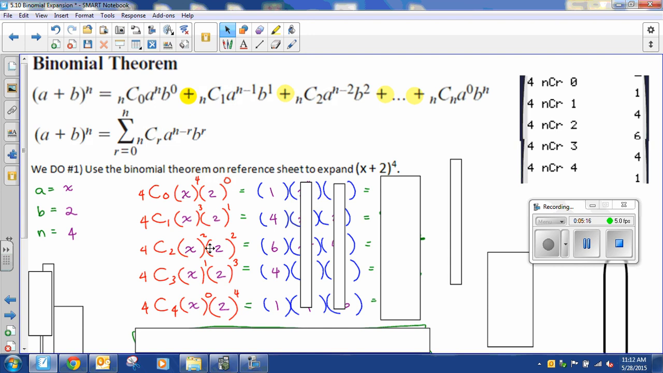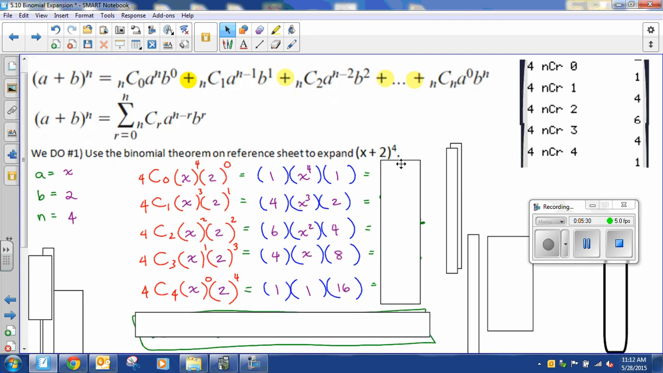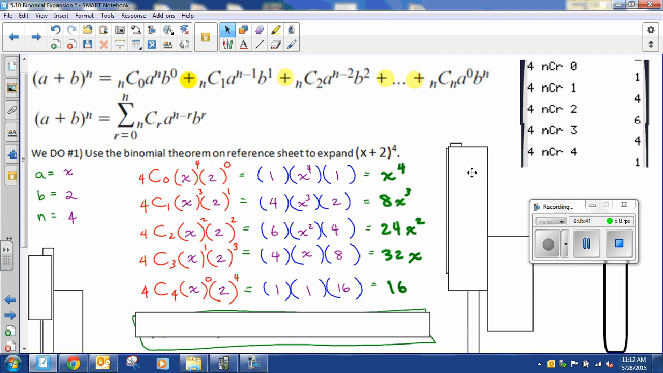X to the fourth, x cubed, x squared. I'm just going to go ahead and write those down. And anything to the 0 power is 1. Anything to the first power is itself. 2 squared is 4, 2 cubed is 8, and 2 to the fourth power is 16. And now we simply multiply. We get x to the fourth power, 8x cubed, 24x squared, 32x, and 16.